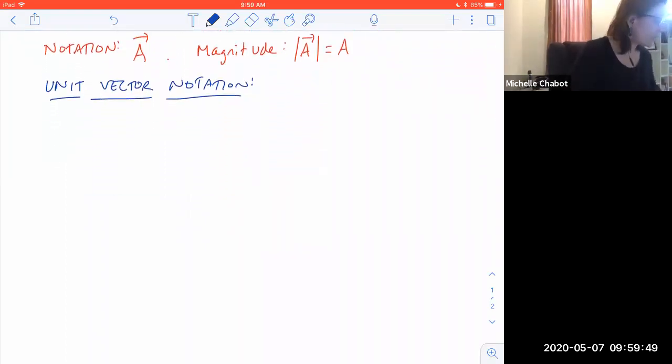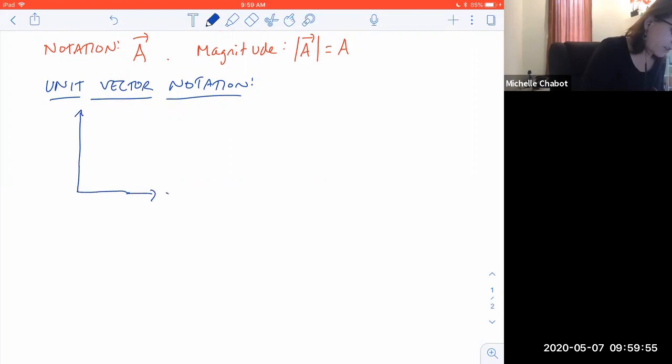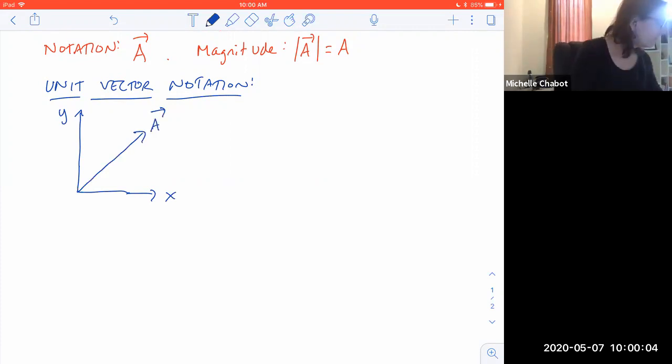So unit vector notation for a typical vector, let me just draw one in the first quadrant. So let me start with a vector here, and I'm going to draw my vector A in the first quadrant.